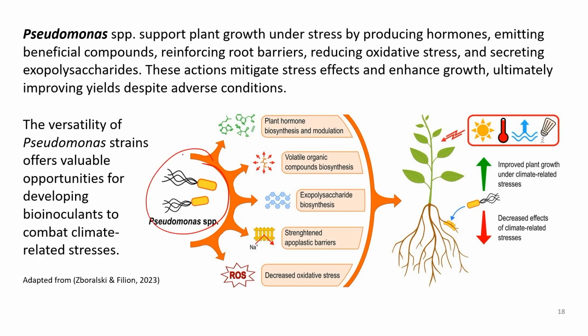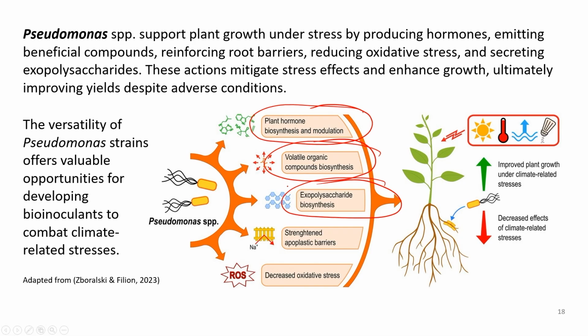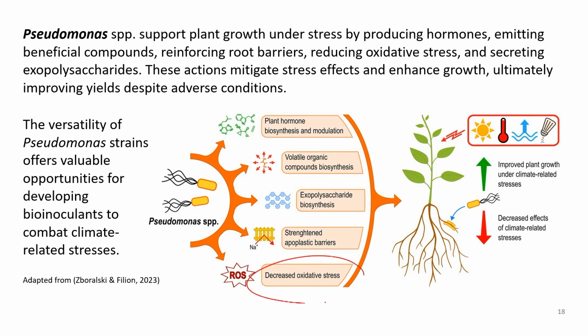So, this is the Pseudomonas species. It is carrying out plant hormone biosynthesis and modulation, releasing volatile organic compounds and also producing exopolysaccharides, and it is strengthening apoplastic barriers and also helping in decreased oxidative stress, which helps in adapting against various climate change stresses like heat, water, flooding and so on. So, these lead to decreased effects of climate related stress and improved plant growth under climate related stresses.